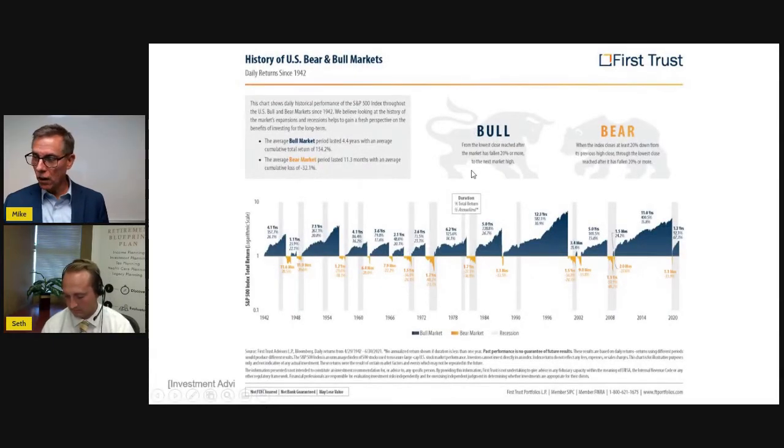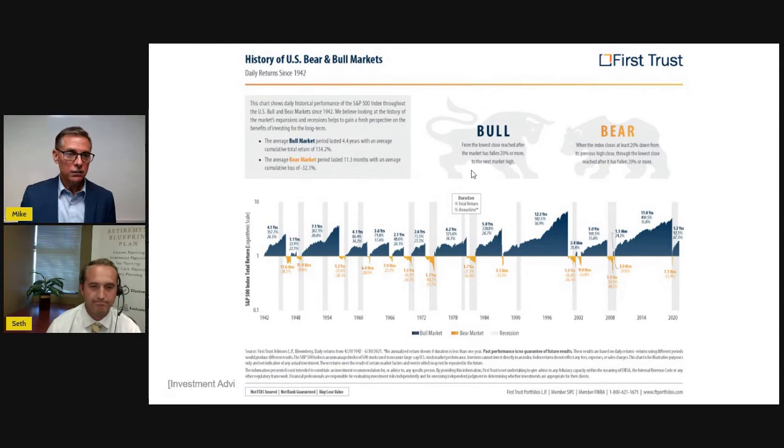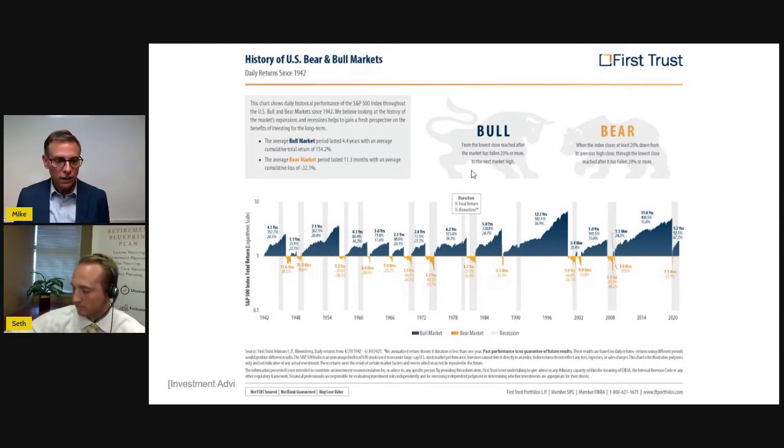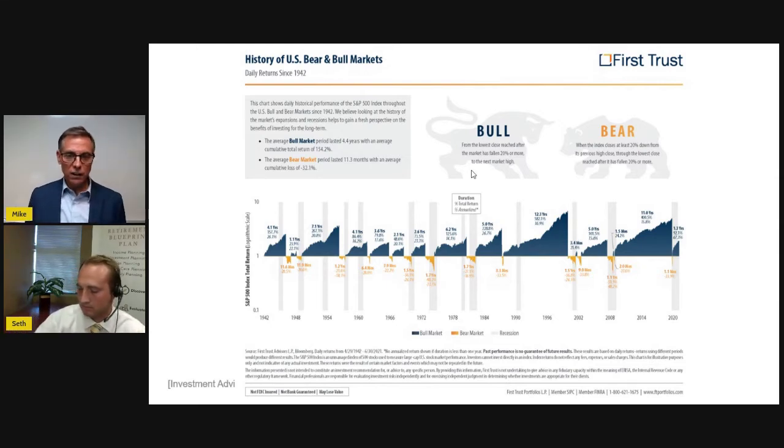I think all of you can probably see this slide. It's a history of U.S. bear and bull markets, from 1942. If you look here, you can see that the blue color is the bull markets, and the orange color are the bear markets, right? And you can see that the average bear market lasts about a year, and the average bull market lasts about 4.4 years.